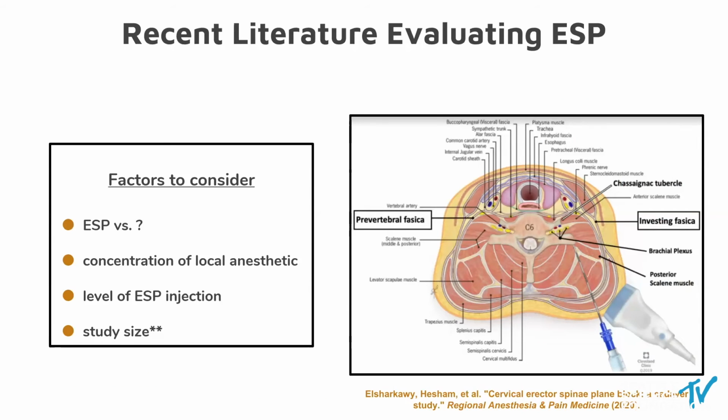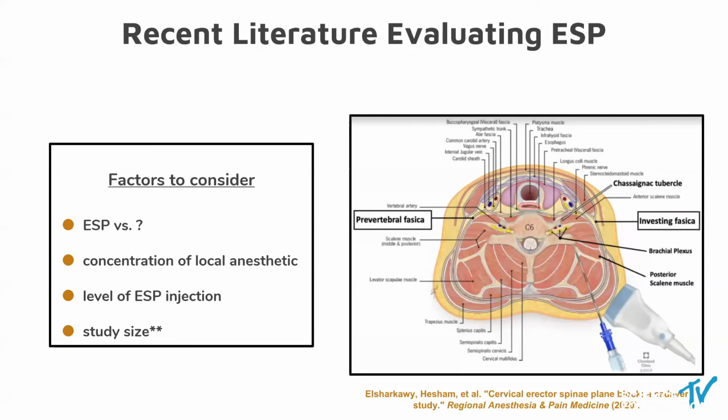I'm going to talk specifically now about the 3 randomized controlled trials looking at the use of ESP block for lumbar spine surgery. Some factors that I consider anytime I'm looking at published literature about new blocks, or ESP block specifically: number one, what are they comparing the block to? Are they comparing it to local infiltration by the surgeon? Are they comparing it to no block? What is our comparator here?